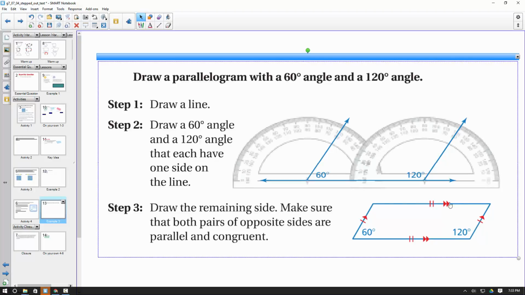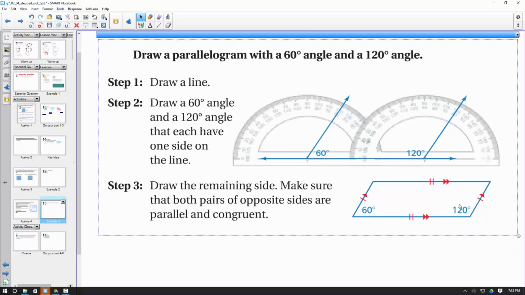In this case, they made a parallelogram. Totally fine. Again, I have my 120 degrees here, my 60 here. This one, which is a vertical angle directly across, is going to be 120 up here, and this is 60. So if I add them all up, I should get 360.